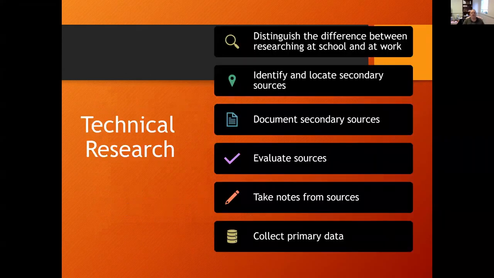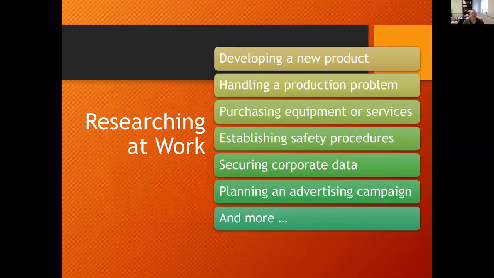So for technical research, we do need to distinguish the difference between researching for work and researching for school or academic. Where are we going to find these secondary sources? How do we document, evaluate, and again, take notes and analyze?